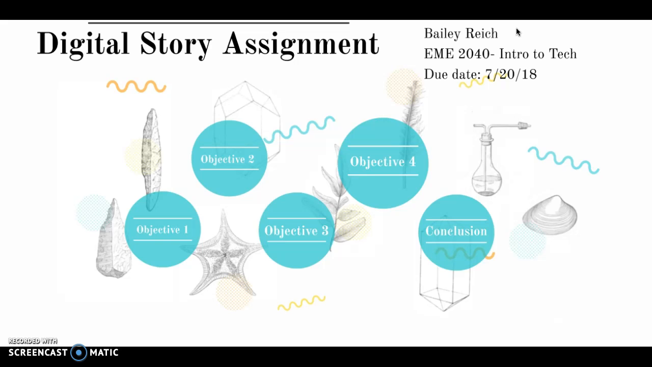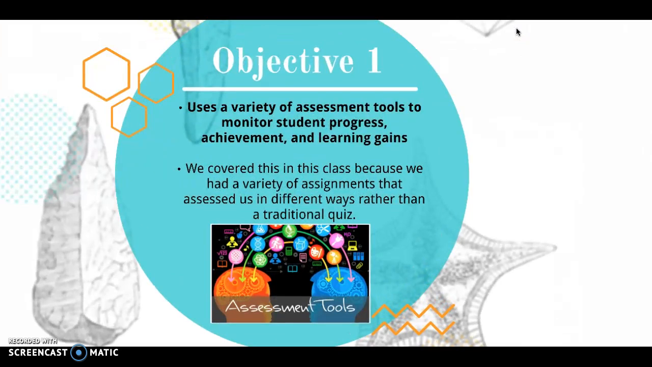The first objective is Objective 1, which is to use a variety of assessment tools to monitor student progress, achievement, and learning gains. We covered this in this class because we had a variety of assignments that assisted us in different ways rather than a traditional quiz. We used discussions to connect with other students, and we did different kinds of projects, including this project. We did a newsletter to act as if we were having a newsletter for our class, and other awesome projects.